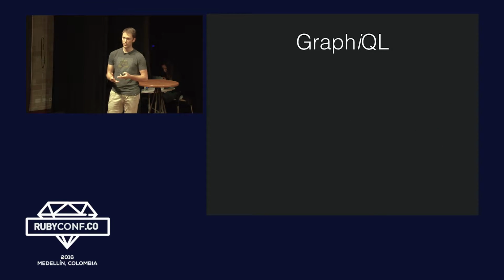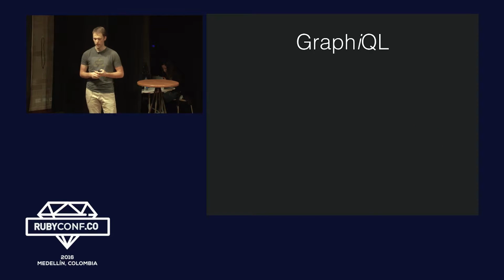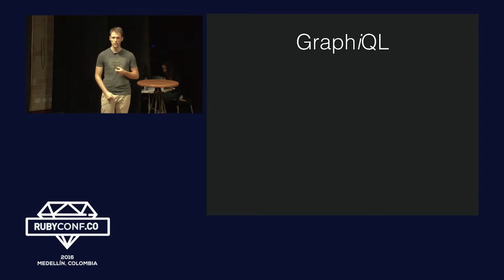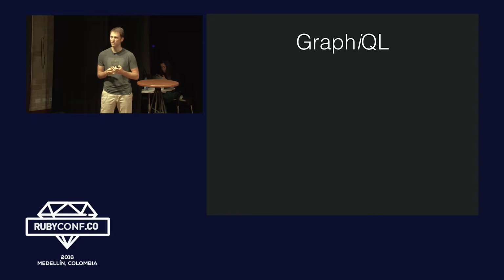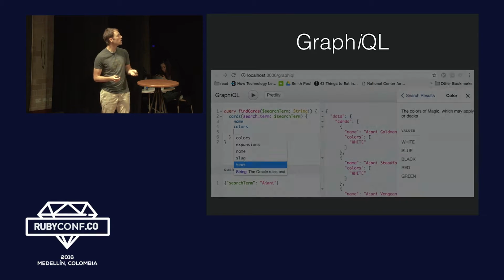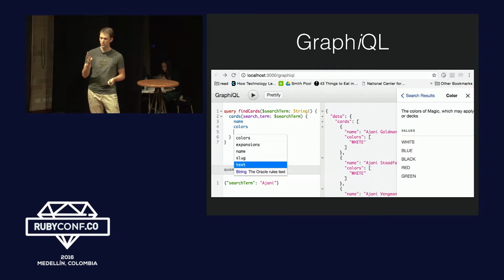Once you have the type system, you can support some really interesting tooling that you can't do quite as well from a resource JSON API. And one of the best examples is this development environment called GraphiQL. This is a browser, and it has 3 parts. I've squeezed them in because I wanted to show all 3.